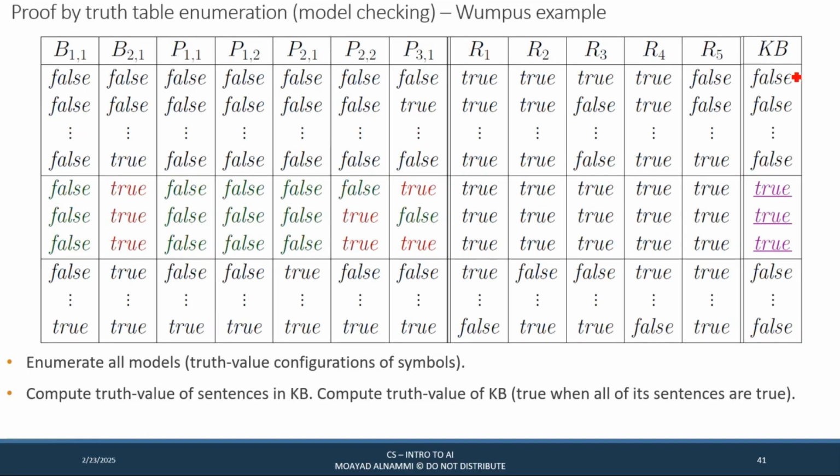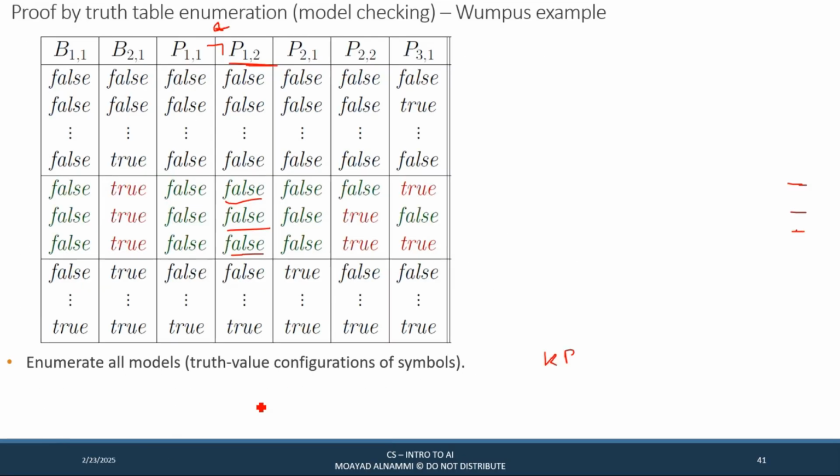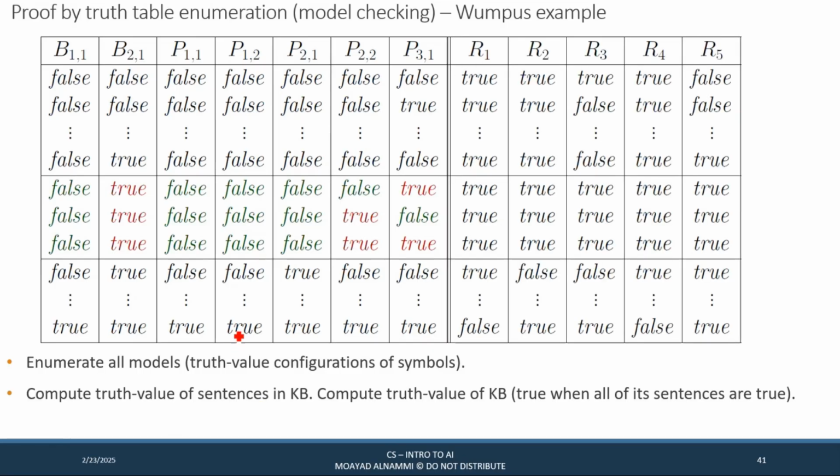So if you look at the knowledge base, these are the rows in which the KB is true. And if you look at P12, our statement alpha is not P12. You can see that this will be true, this will be true, so this will be true. So yes, in the rows in which the KB is true, our alpha is also true. And so the answer to the question, does the KB entail not P12, is yes. So this is how you would do truth table enumeration.